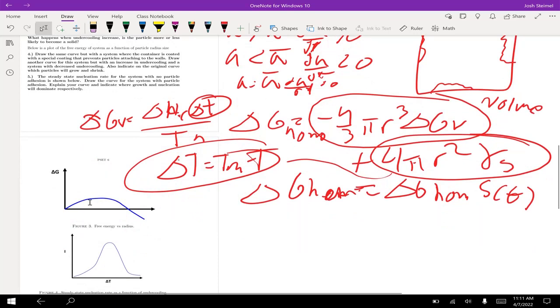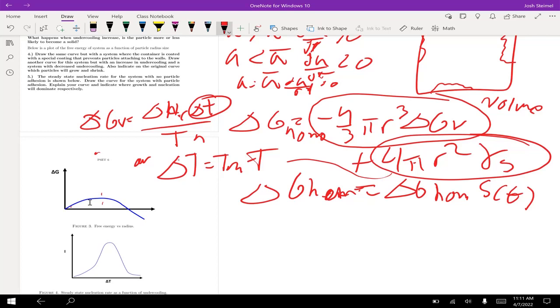So below is a plot of the free energy of the system as a function of particle radius size. Draw the same curve and also integrate. So where are our curves going to grow or shrink? So if I go from here to here, I'm increasing my energy. Particles aren't going to want to grow. They're going to want to shrink here. And they're going to want to grow over on this side. So this is my original system, my heterogeneous system.